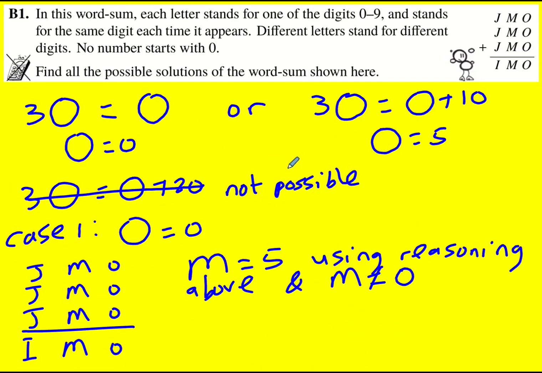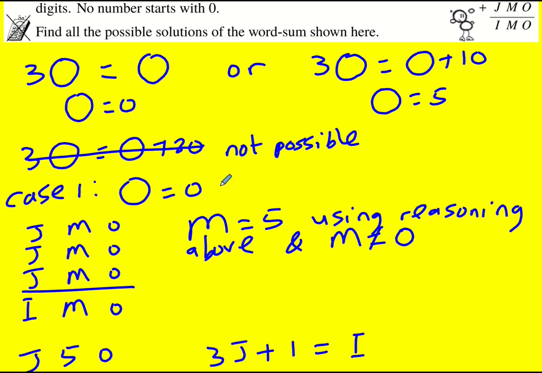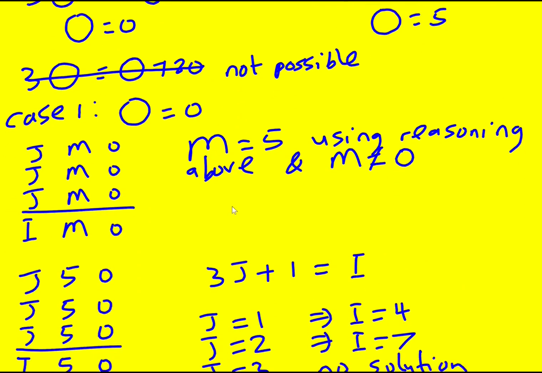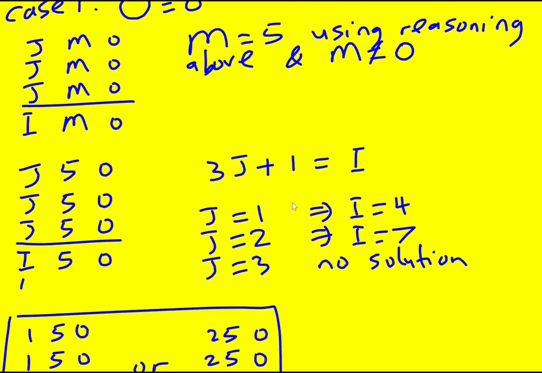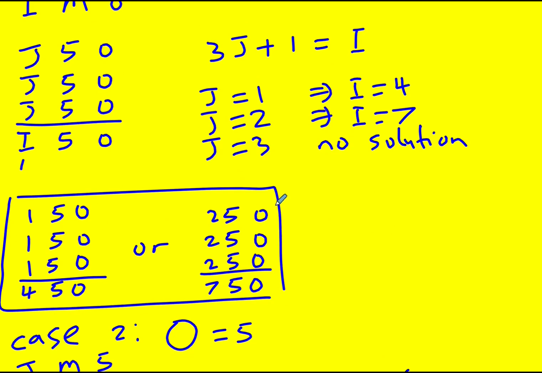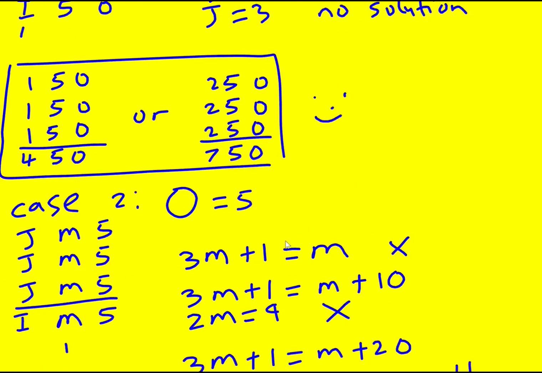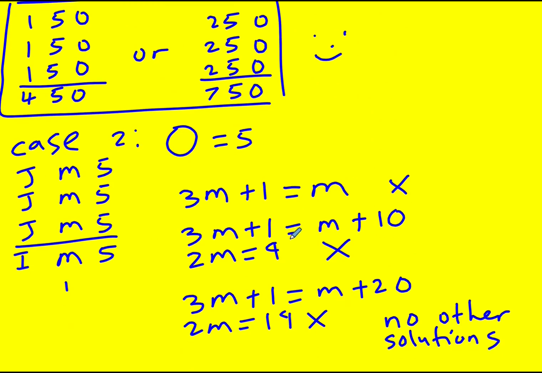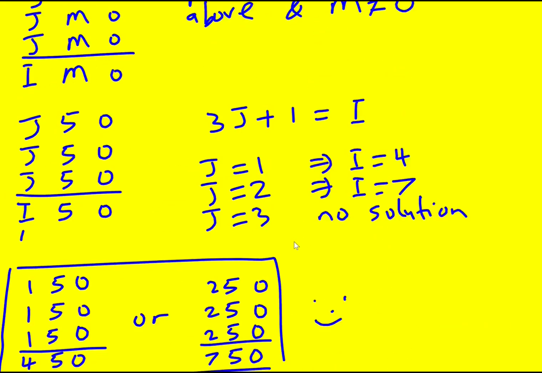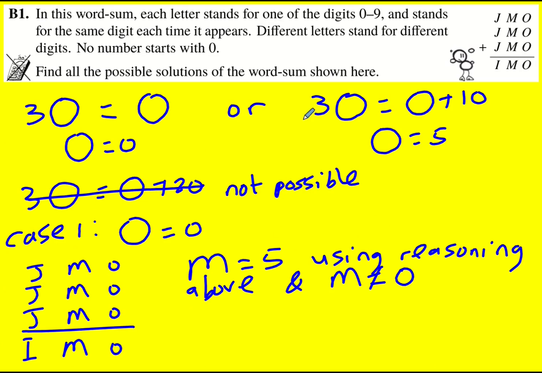Therefore, by logically working through, saying that O has to be 0 or 5 and trying to explain why, and then using similar logic, case 1, O is 0, showing that M is 5, and then getting the different scenarios for J and I, we found two solutions. And then case 2 was to try O equals 5, which gives no other solutions. So that is a solution method, and I think it works pretty well. So that is how I did this question.